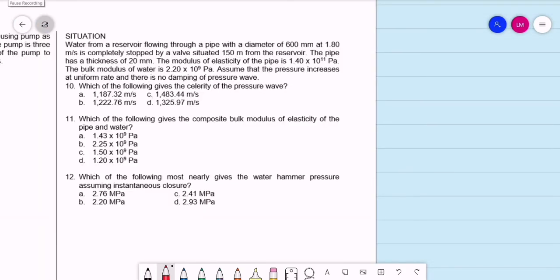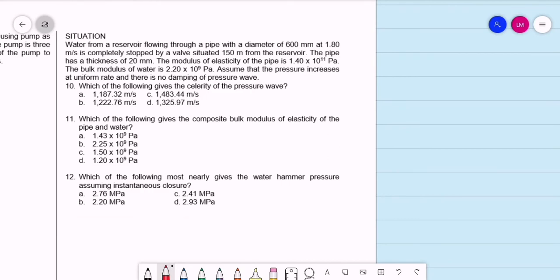Try naman natin si problem 10-12. This is a water hammer. So water from a reservoir flowing through a pipe with a diameter of 600 millimeters at 1.8 meters per second is completely stopped by a valve situated 150 meters from the reservoir. The pipe has a thickness of 20 mm.